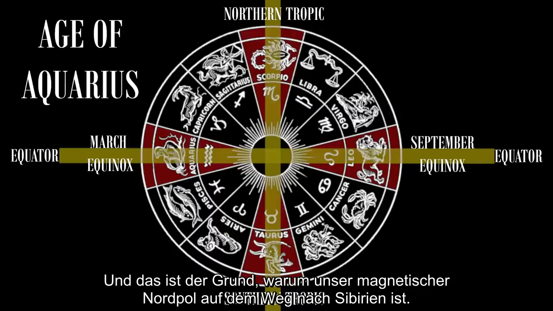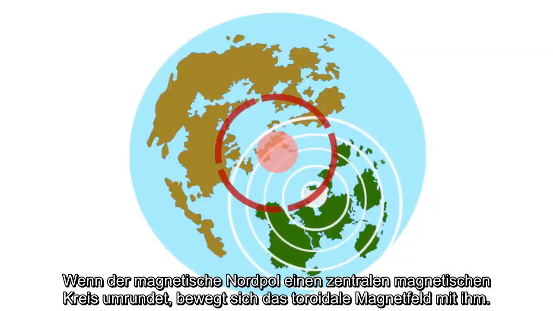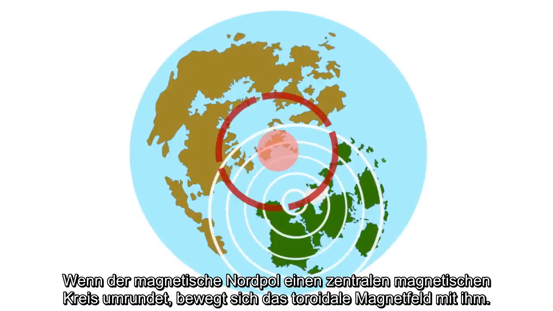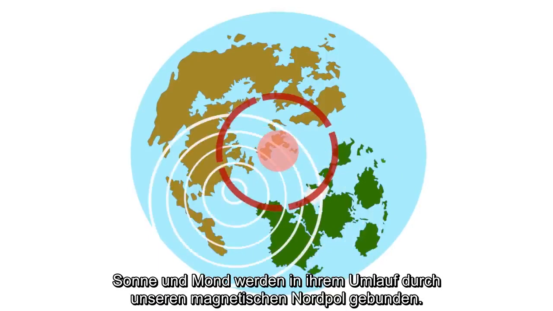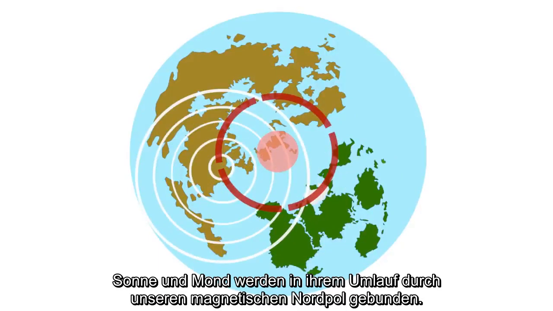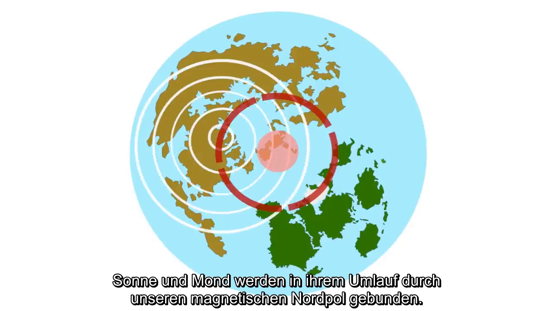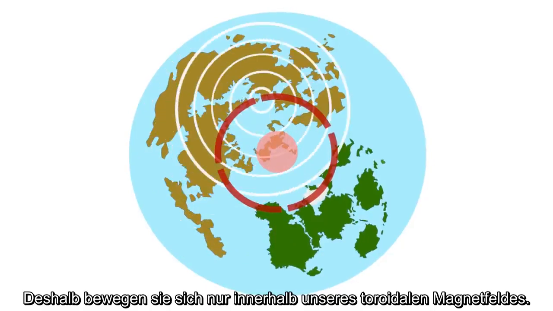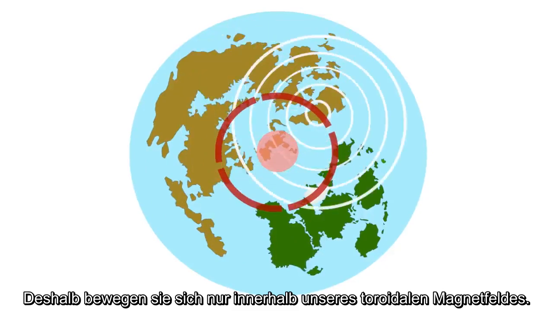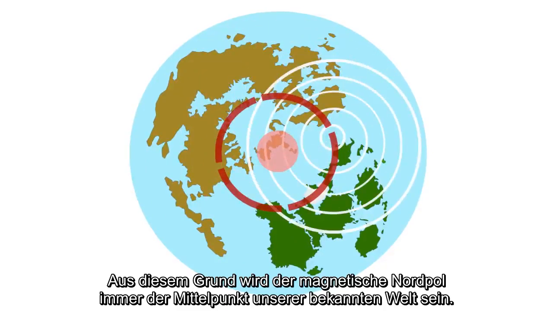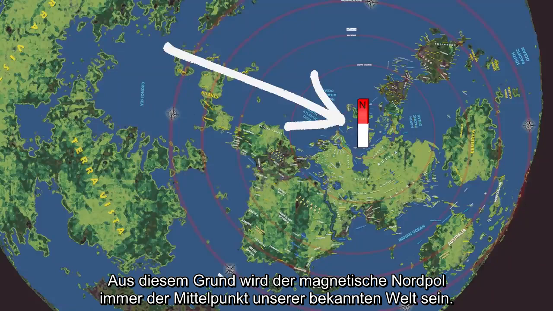en route to Siberia. As the North Magnetic Pole circumvents a central magnetic circle, the toroidal magnetic field moves with it. The sun and moon are bound in their revolution by our magnetic North Pole, and because of this, they move within our magnetic toroidal field only. This is why the magnetic North Pole will always be the center of our known world.